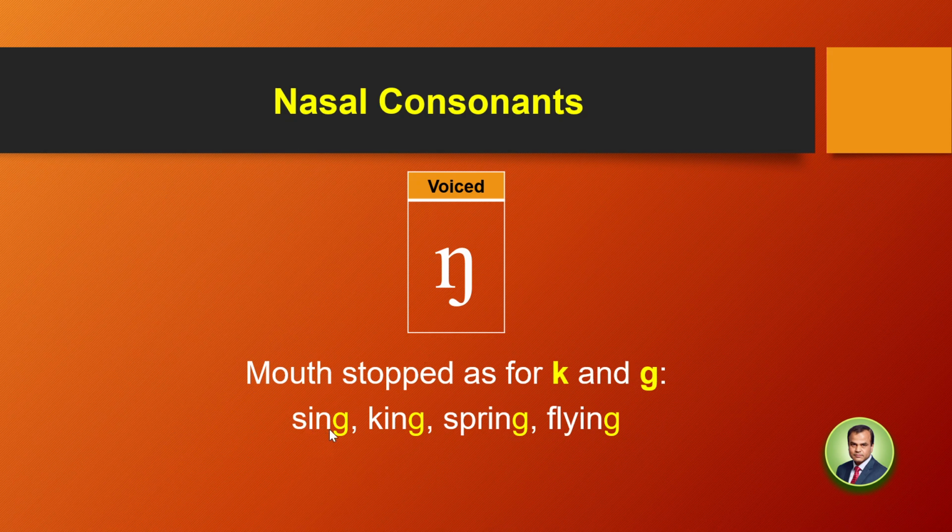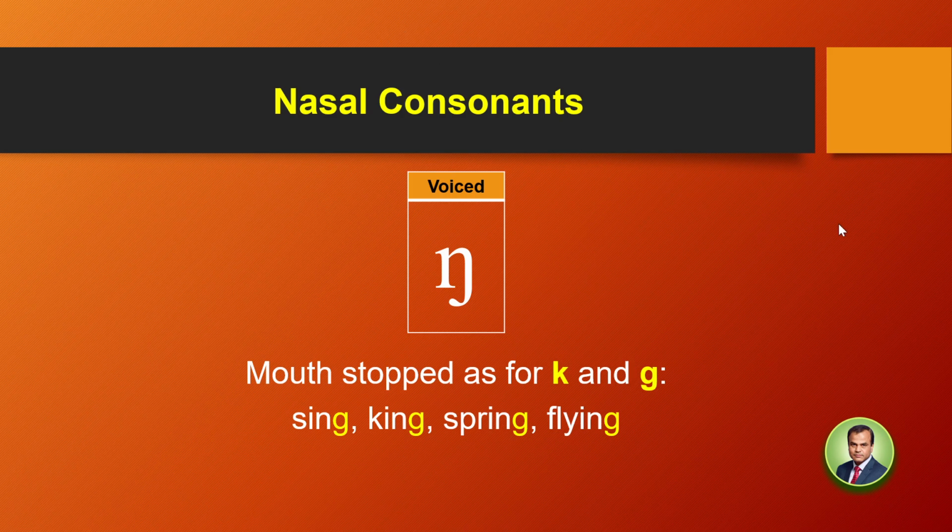In words like sing, king, spring, and flying, the last G in the phonetic pattern is indicated through this symbol in any English to English dictionary. So this is not sing with a hard g, but sing with ng. This is not king with a hard g, but king with ng. The same for spring and flying. The last sound should be pronounced as ng, not g.